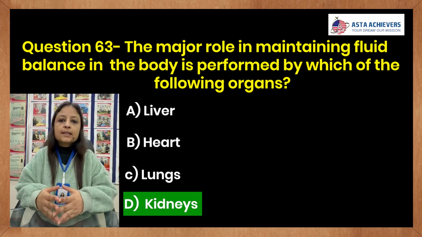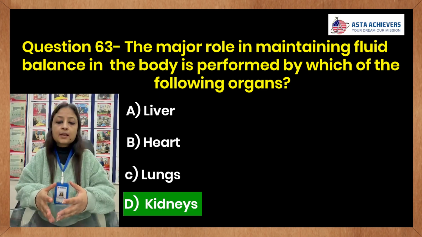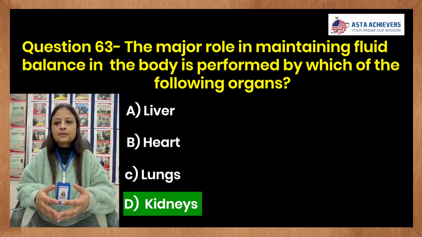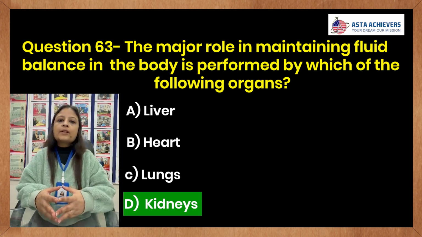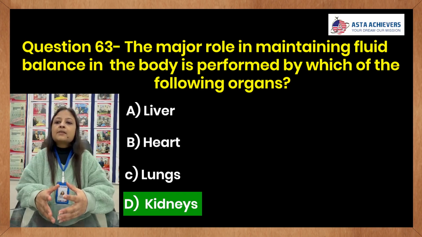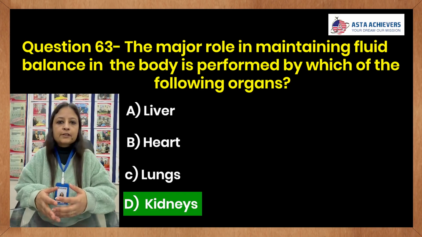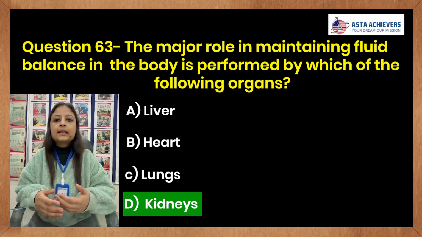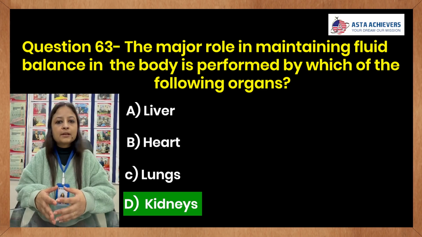So option D, kidney is the correct answer, because fluid balance in the body is maintained by a complex organ system such as your kidneys, brain, adrenal gland. However, the kidney is the main central regulator which filters the blood, adjusts the urine output, excretes the excess water and waste or conserves the fluid, and manages the salt and mineral salts.